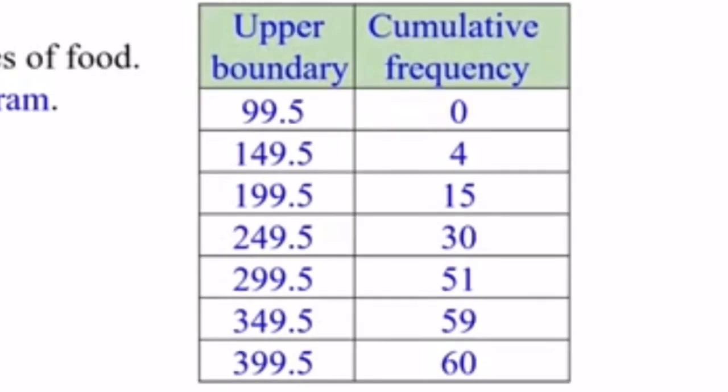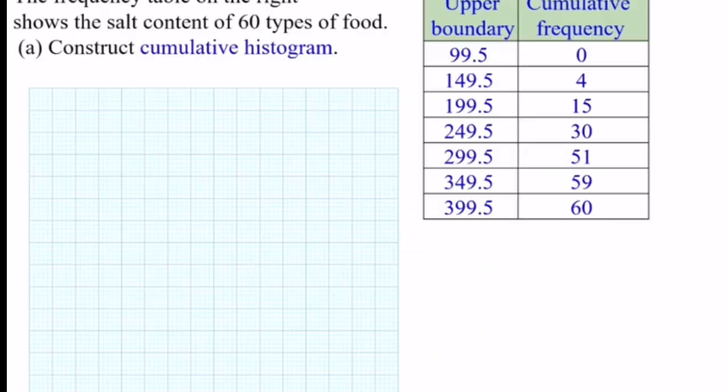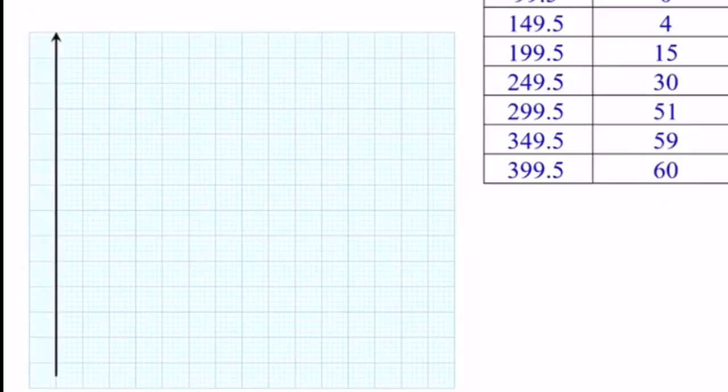So here we are, the upper boundary with the cumulative frequency. We are going to draw an Ogive based on these two columns, upper boundary on the horizontal axis. Now I would like to show you how to construct a cumulative histogram, which we have never actually done before. We always draw an Ogive, but we never draw a cumulative histogram.